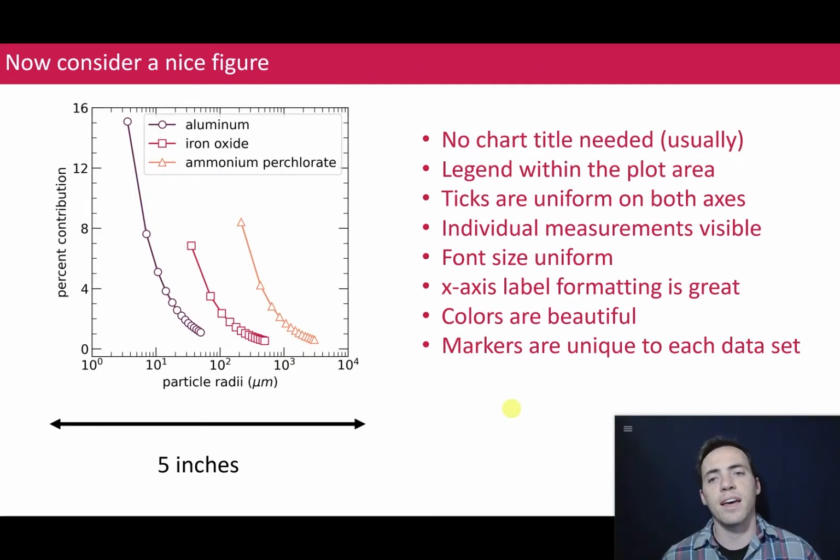The x-axis label formatting is really great, like 10 to the 0, 10 to the 1, 10 to the 2. It just looks much better than our previous one, right? The colors I think are beautiful. That's a little bit subjective. We'll talk about color in a minute. And then the markers are unique to each data set. One thing I could have done is I could have done solid line, dashed line, dotted line, right? I could have added some additional ways to differentiate the data, which it looks like I didn't do in this figure, but that would have made it even better, I think.